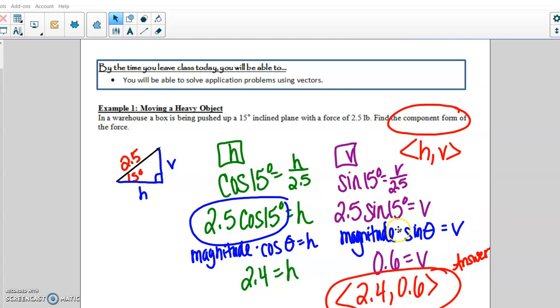To find the vertical component, you can just do your magnitude times the sine of the angle that they give you. So again, ours was a magnitude of 2.5. They gave us the angle as a 15-degree incline. So we put those in their respective places. So our answer to this is just the 2.4, 0.6. Next example.